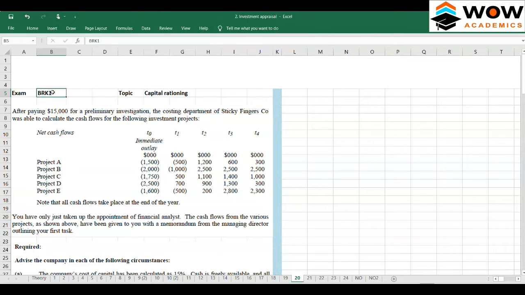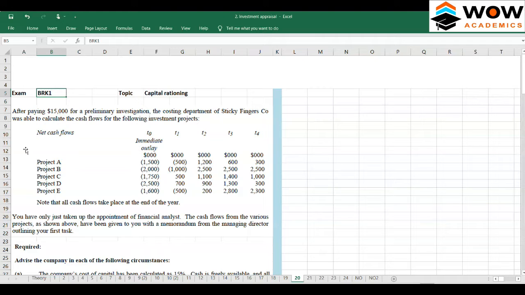So this question is about capital rationing. Capital rationing is about when you have different types of projects and a limited amount of capital, how we are going to allocate that limited capital to the projects. So how are we going to do that? This is a very nice question to work out. It's also a simple, straightforward question, and you can easily do it. So we'll start working with this.